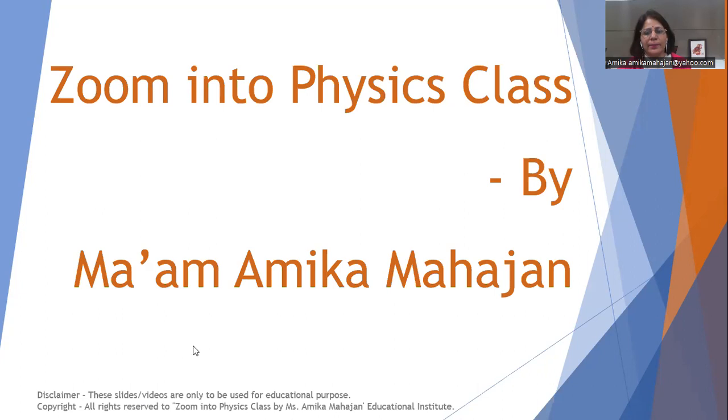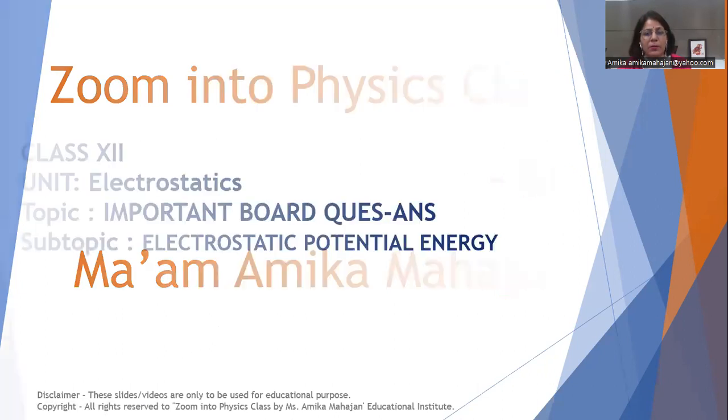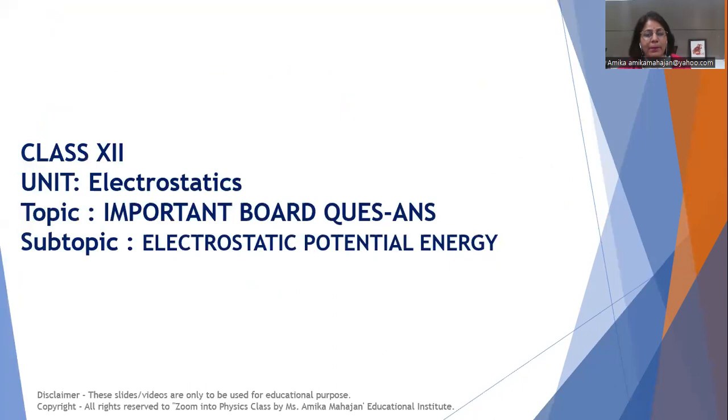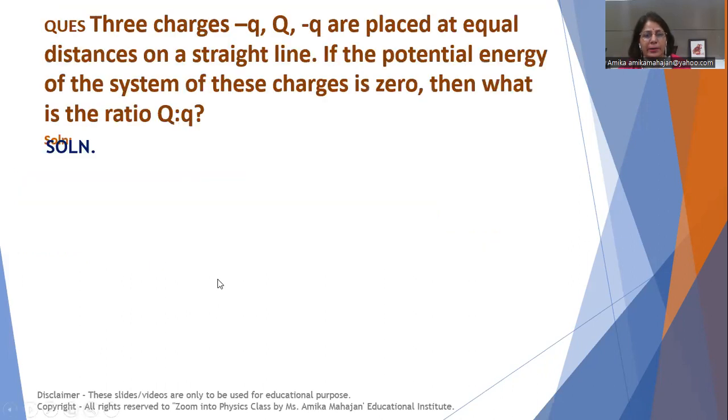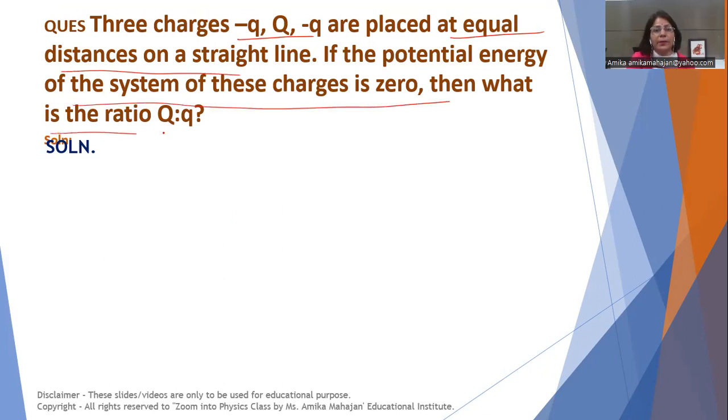In this video, we will solve one question which was in the sample paper issued for session 2022-23 from the topic electrostatic potential energy. The question is: three charges -q, capital Q and -q are placed at equal distances on a straight line. If the potential energy of the system of these charges is zero, then what is the ratio capital Q to small q?